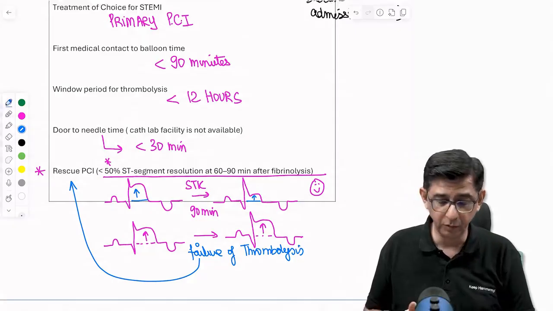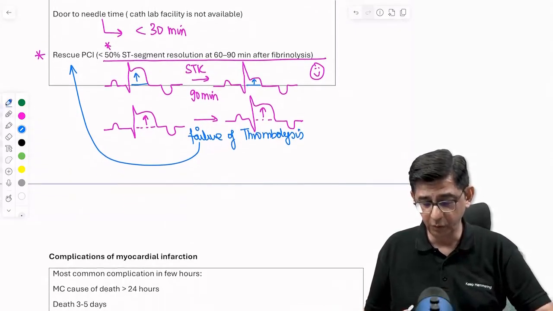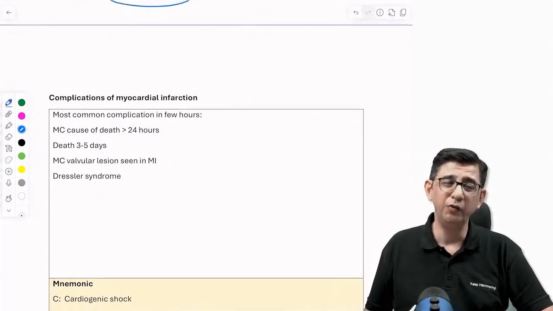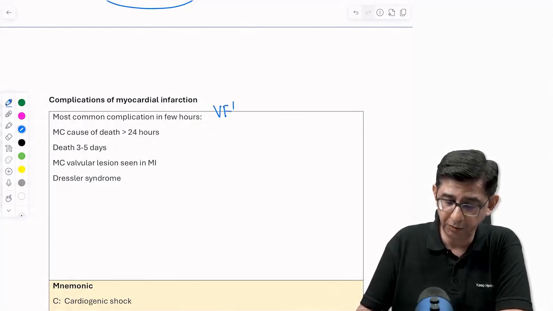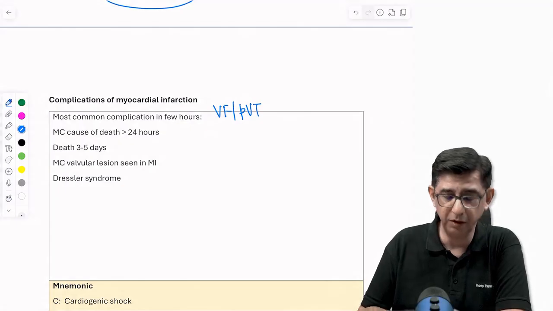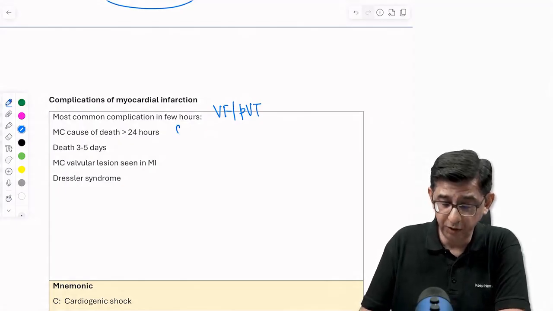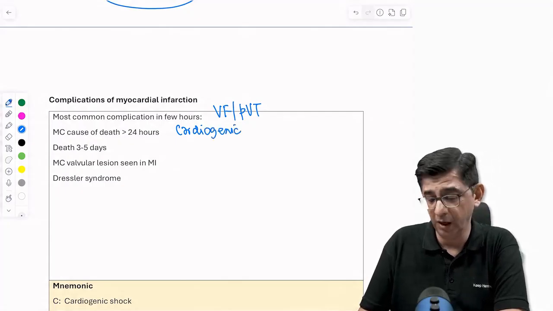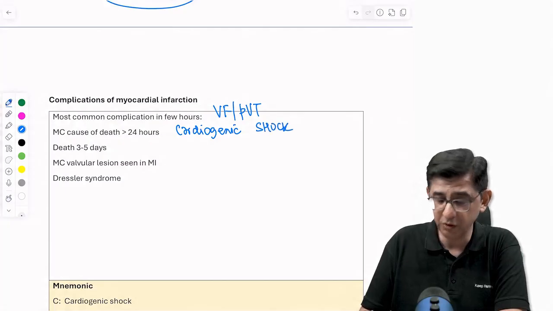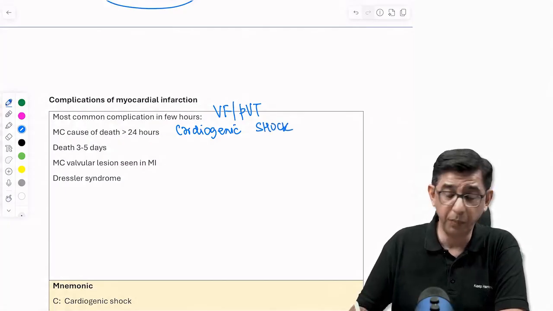Whenever there is a failure of thrombolysis, we shall be doing a rescue percutaneous coronary intervention. If we don't intervene, the most common complication in the first few hours would be ventricular fibrillation, or it can be pulseless ventricular tachycardia. After 24 hours, in spite of treatment, if somebody is dying, then the answer is unlikely to be arrhythmia. Then the usual cause is that there is so much structural damage to the heart that the heart could not pump blood effectively.